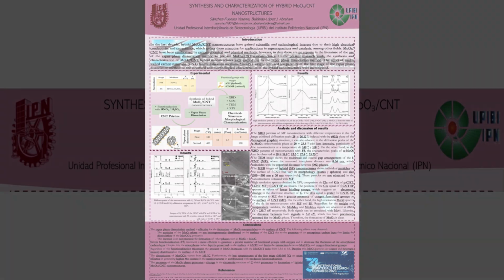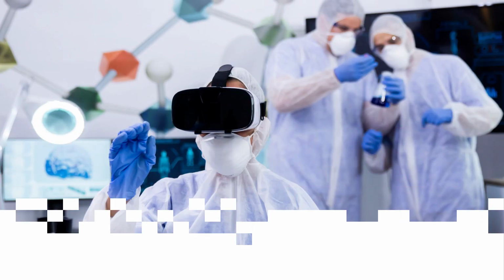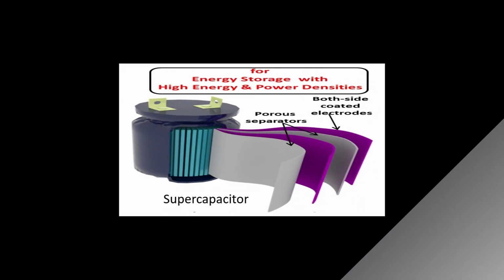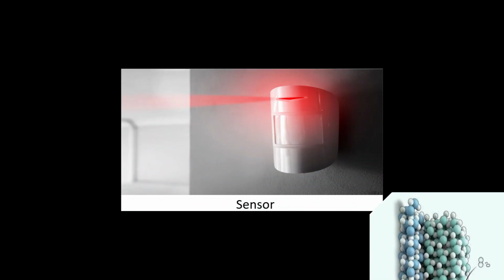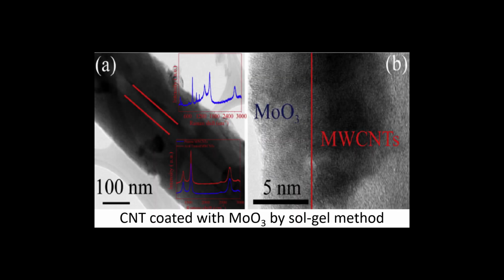I'm a PhD student. I'm going to present my research work that is titled Synthesis and Characterization of Hybrid Molybdenum Trioxide Carbon Nanotubes Nanostructures. In the last decade, hybrid molybdenum trioxide carbon nanotubes nanostructures have gained scientific and technological interest due to their high electrical conductivity and capacitance, which makes them attractive for application in supercapacitors and catalysis, among other fields. Molybdenum trioxide carbon nanotubes have been synthesized by various chemical and physical methods.